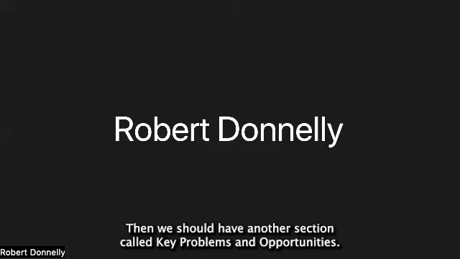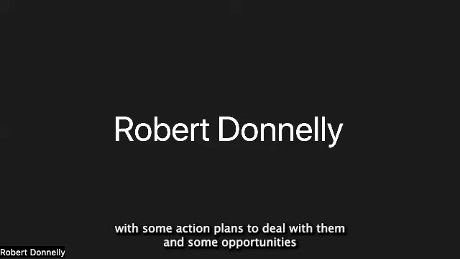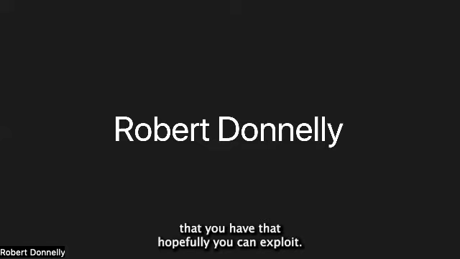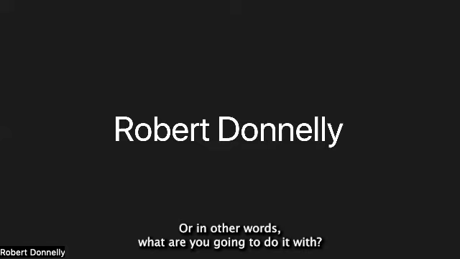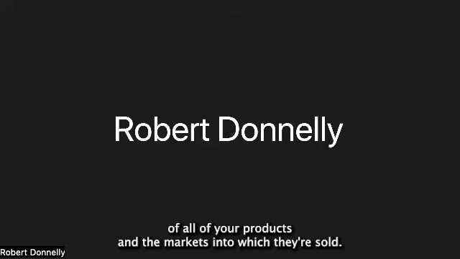Then we should have another section called Key Problems and Opportunities, which is basically the problems that you have with some action plans to deal with them and some opportunities that you have that hopefully you can exploit. Then the third section should be your marketing section, or in other words, what are you going to do it with? And in that section, you should have an explanation of all of your products and the markets into which they're sold.